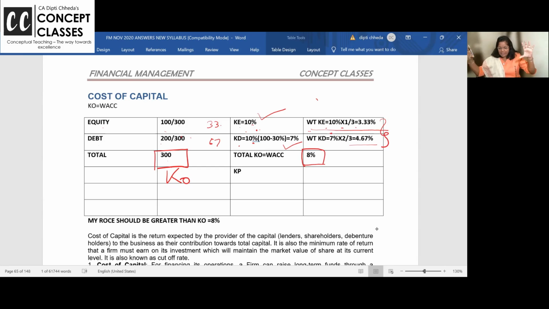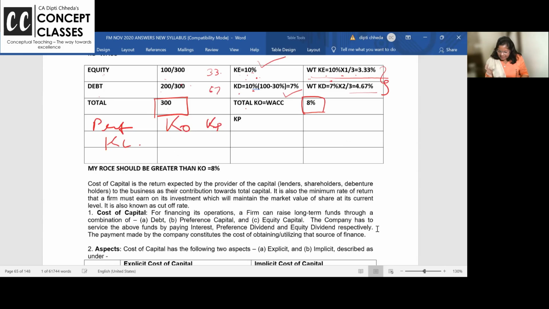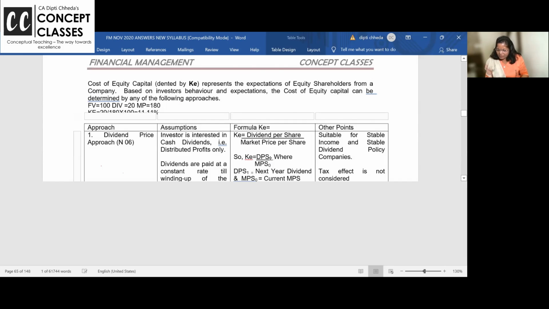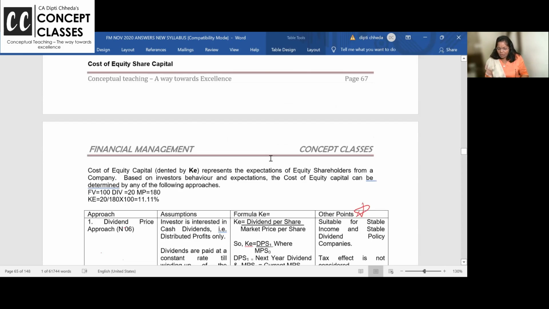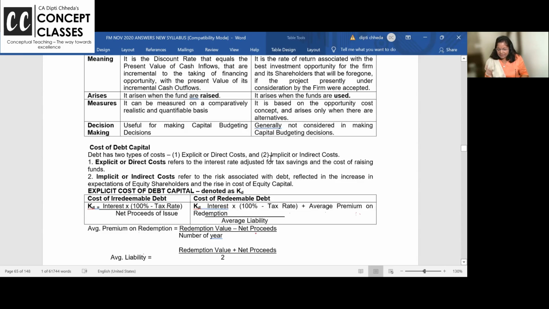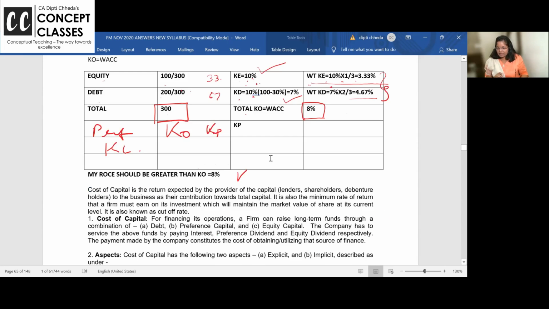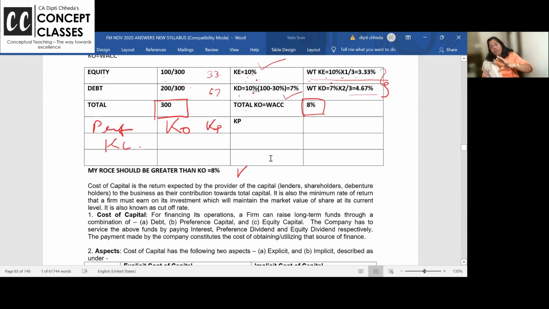You make a table. Equity, debt, preference, loan, and more can come. Preference is like KP, loan is like KL. So you write here and put the weights. Write the KE, KD. Below this, make a table and separately calculate the KD, KP and all. Then can you get the overall cost of capital?